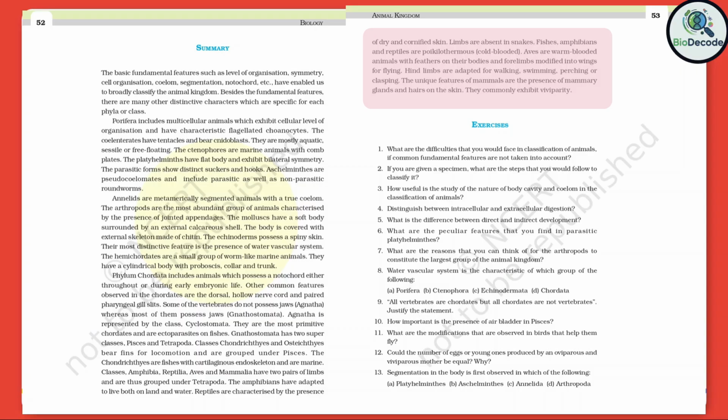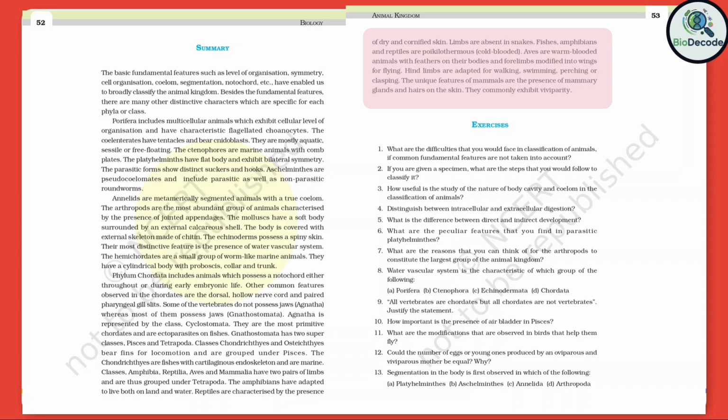Aves are warm-blooded animals with feathers on their bodies and forelimbs modified into wings for flying. Hind limbs are adapted for walking, swimming, perching, or clasping. The unique features of mammals are the presence of mammary glands and hairs on the skin.